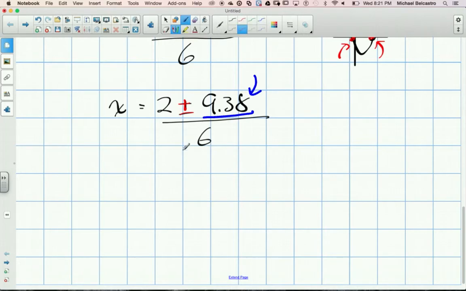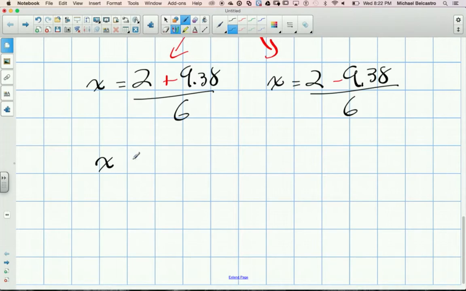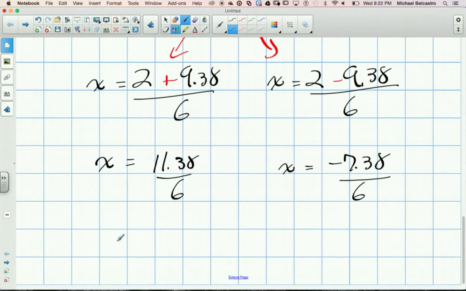So we're going to split this equation into 2 different forms. We're going to do x is equal to 2 plus 9.38 over 6, and x is equal to 2 subtract 9.38 all over 6. Okay, so now there's 2. We're going to solve for both of them, and again we're going to get some funny values. This one's going to give us about 11.38 divided by 6. This one will give us x is equal to negative 7.38 over 6. Let's find out what they are when we divide them.